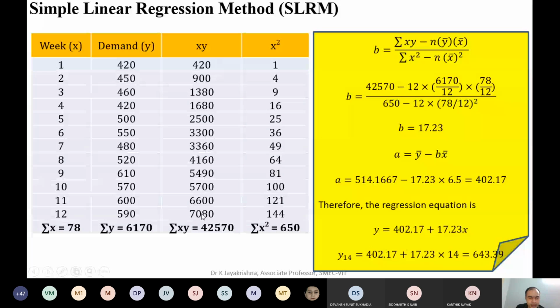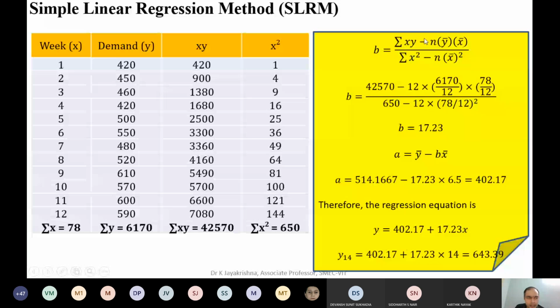Are you able to understand this first step, how we calculated xy? Yes, sir. Just multiplying the first two columns, I'm getting the third column. Because in this formula I have to substitute the summation of xy, I'm adding up all these xy values, and I found the summation of xy as 42570. So I'm substituting 42570.